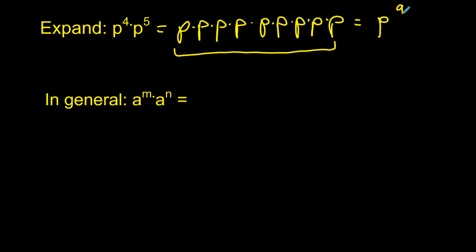So in general, what do we do if we have the same base to multiply together to different powers? Well, this is just going to be a to the, well, what do we do with this 4 and the 5? In order to get 9, we added them together, right? So we get m plus n for our exponent. So it'll be a to the m plus n.